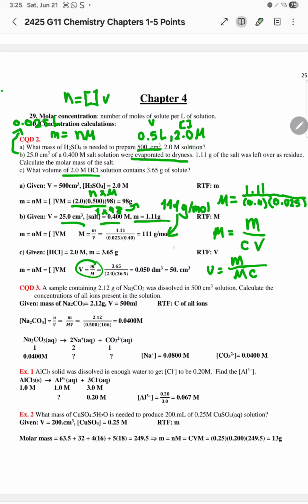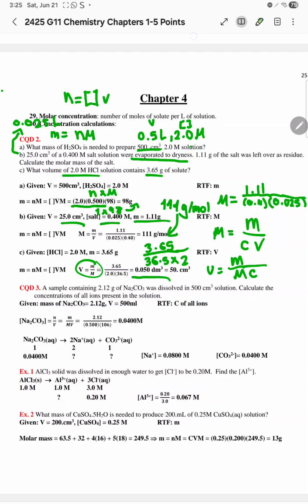So what we put up is the mass, which is 3.65 grams, over molar mass, which is 36.5, times our concentration, which was given as 2. Put them all into your calculator and we should be getting 0.05, which is 50 centimeters cubed.